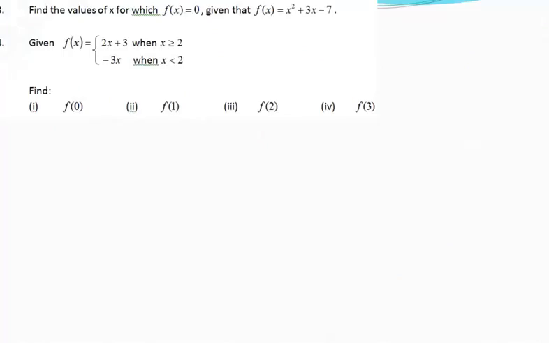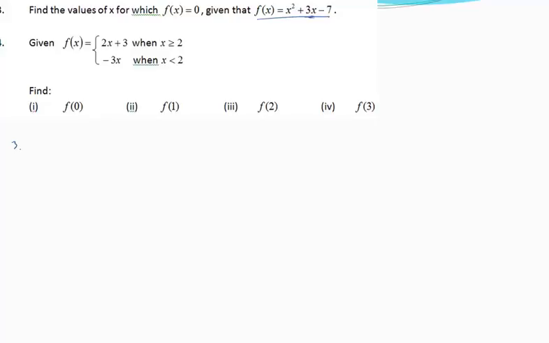So for question 3, find our values of x where the function of x is equal to 0, given that here is our function of x. And we look at this -7. We can only do that with 7 times 1. So we're not going to be able to get a nice even split for this. So we're going to use our quadratic formula.